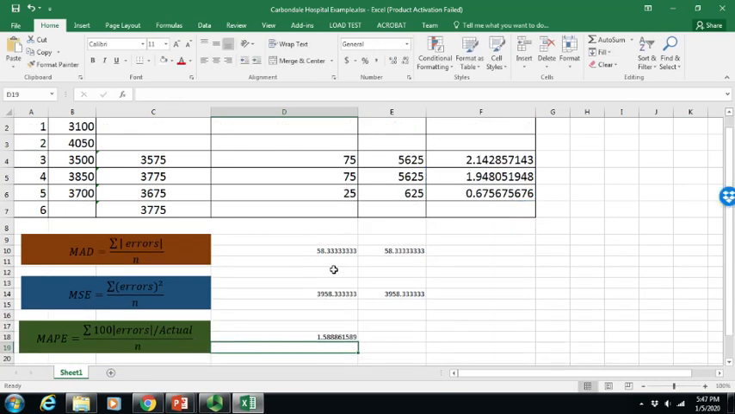So, okay, how do we interpret these measures? The math shows our forecast is on average 58 units off from the actual. We usually don't interpret MSE. This number doesn't say anything to us. It's only useful when we compare different methods. But MAPE is very useful. It says our forecast is about 1.6% off from actual.